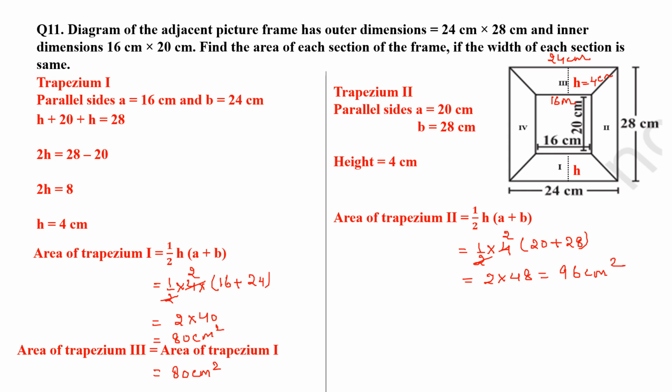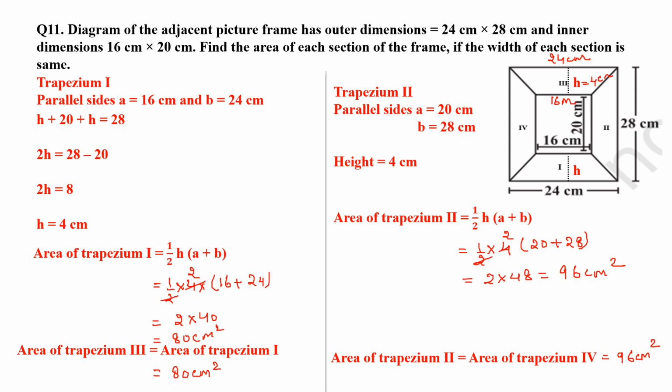Now in the same way as section 1 and section 3 have the same area, section 2 and section 4 will also have the same area, because here also the parallel sides will be 20 and 28 and the width is the same for each section, it will be 4 centimeter. So from here I can write area of trapezium second will be equal to area of trapezium 4. So area of trapezium 4 will also be equal to 96 centimeter square.